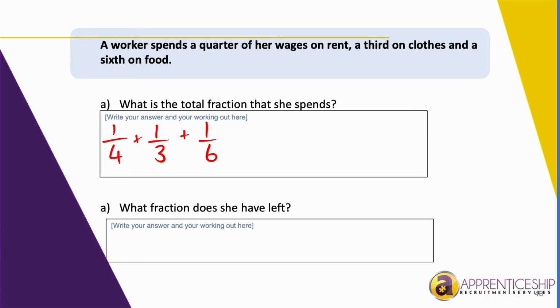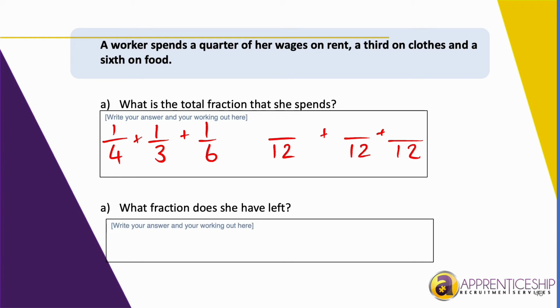So straight away I would look for a number that all 3 of these go into. We could multiply them all together, but the numbers might end up a bit big. So what number does 4, 3 and 6 go into? Well, the answer is 12. They all can go into 12. So we're going to turn them into equivalents with 12ths.